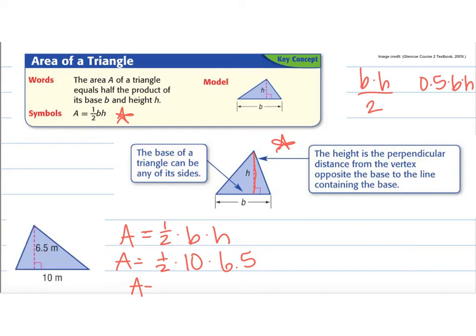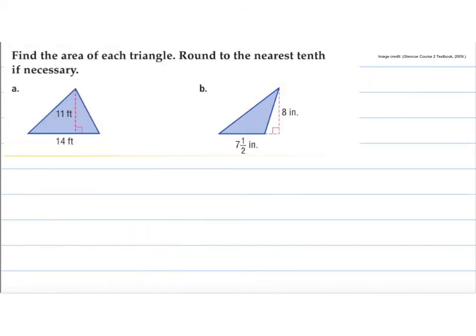And the area equals 32.5 meters, and again squared because we're talking about area. Okay, couple more here to try. Area equals 1/2 times base times height, and then fill in your information from there.